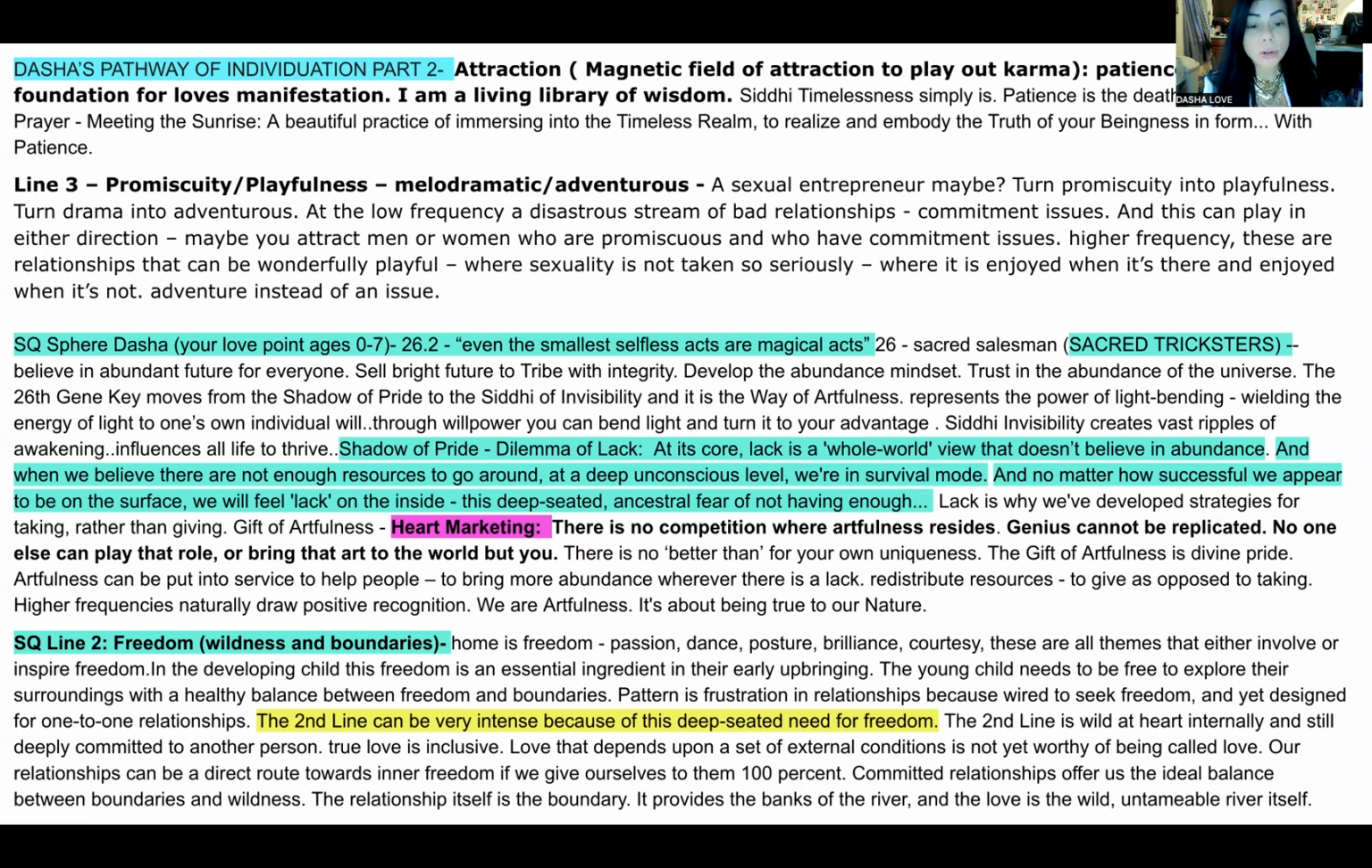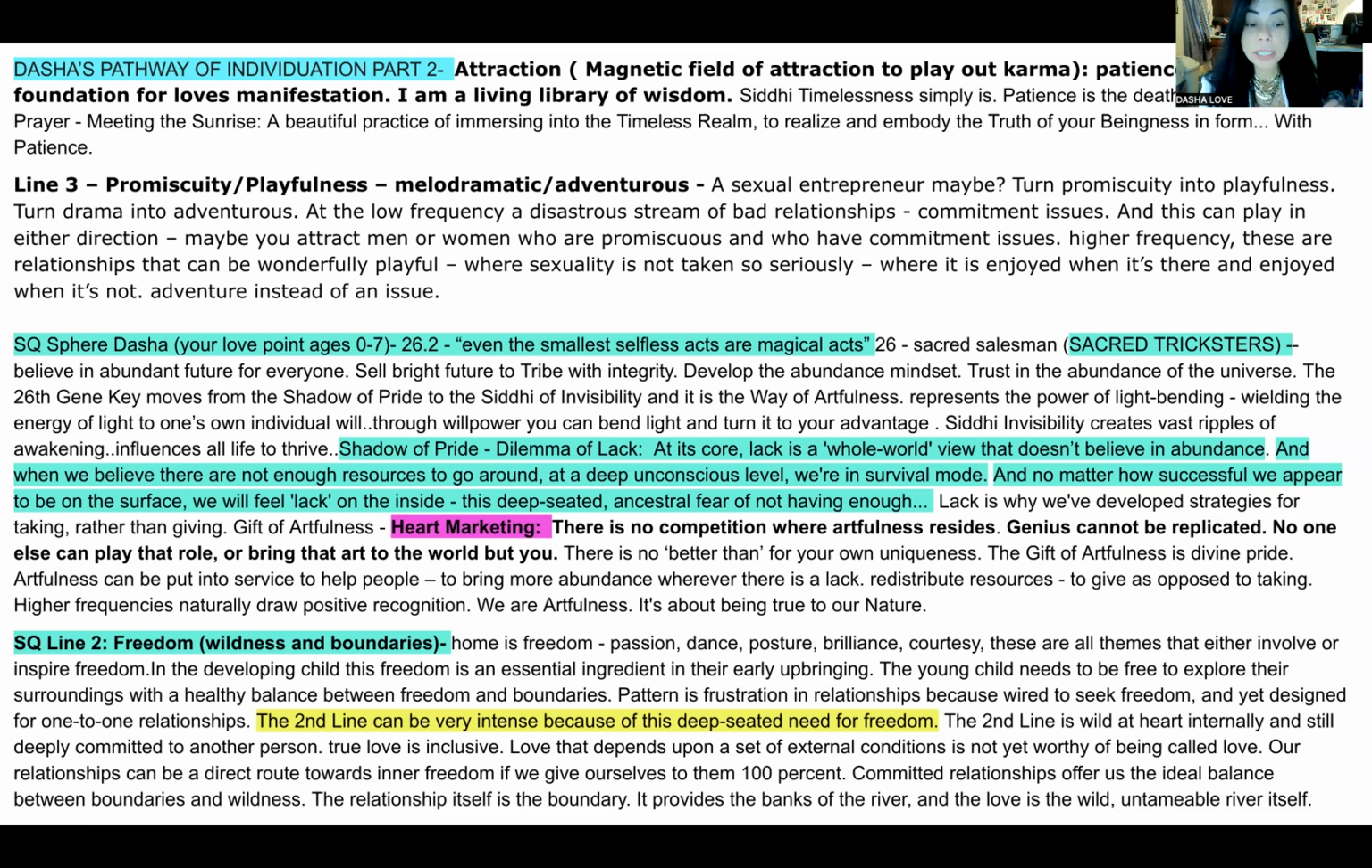So the shadow here, the shadow of pride and the dilemma of lack. So at its core, lack is a whole world view that doesn't believe in abundance. And when we believe there are not enough resources to go around, at the deep unconscious level, we're in a survival mode, right? And no matter how successful we appear to be on the surface, we will feel this lack on the inside, this deep-seated ancestral fear of not having enough. So lack is why we've developed strategies for taking rather than giving.